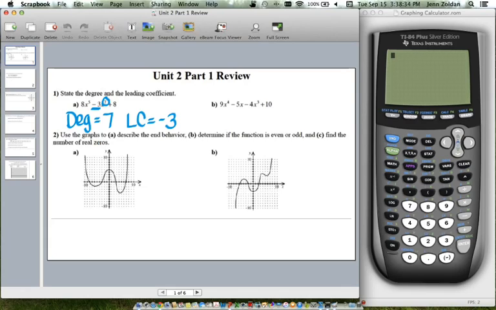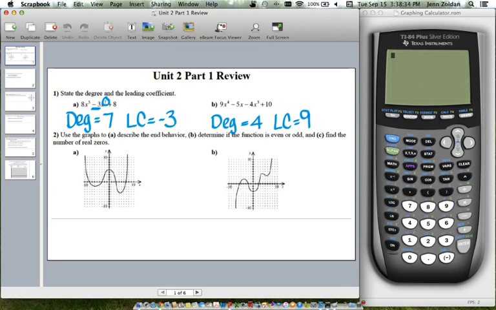Now, please be careful. Don't say your leading coefficient is 8. 8 is in the very front, which is usually where your leading coefficient is, but this particular polynomial is not written in order. So just be careful with that. It is -3. For letter B, your degree is the highest exponent, which is 4, and in this case your leading coefficient is the number in the front, which is 9, since that one is in order.